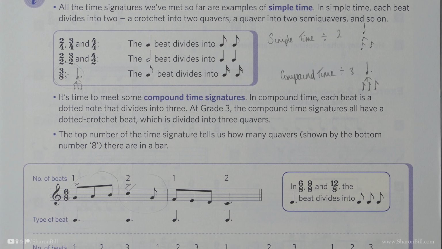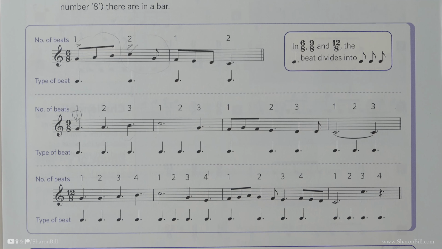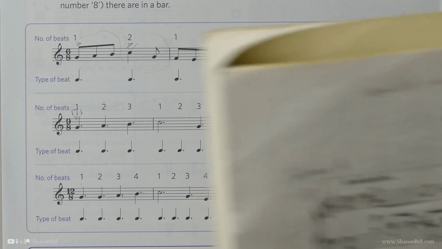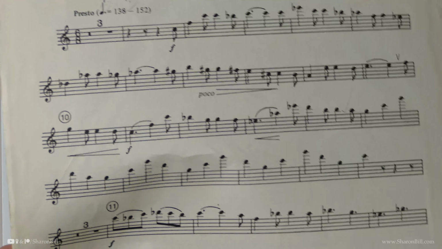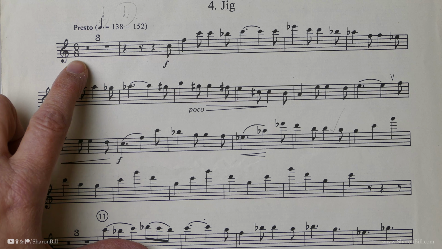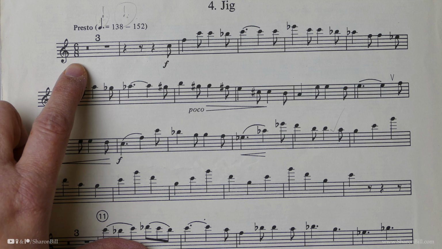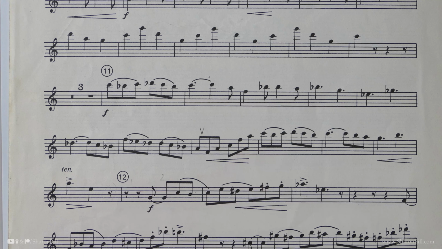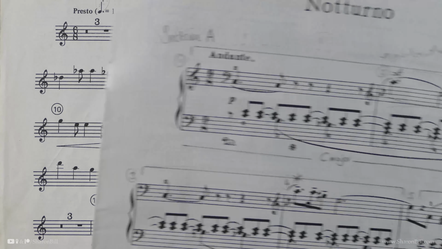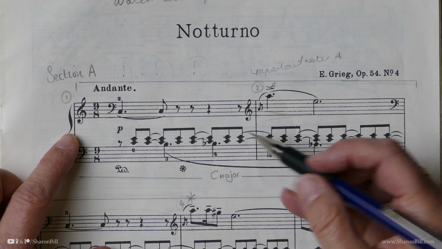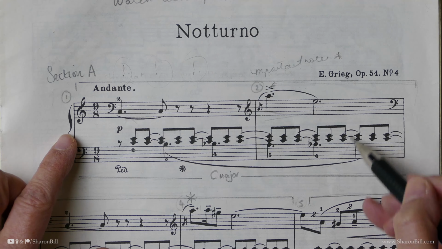And I did give a little sneak peek into these compound time signatures in a recent lesson when we were looking at duple and triple time, and I mentioned the flute jig. Well, it's a recorded piece really, and I said this is duple time, so this is 2 groups of 3, and you can see group 1, group 2, group 1, group 2. And then I also mentioned the Grieg nocturne where we say this is in triple time because you can see group 1, group 2, group 3.